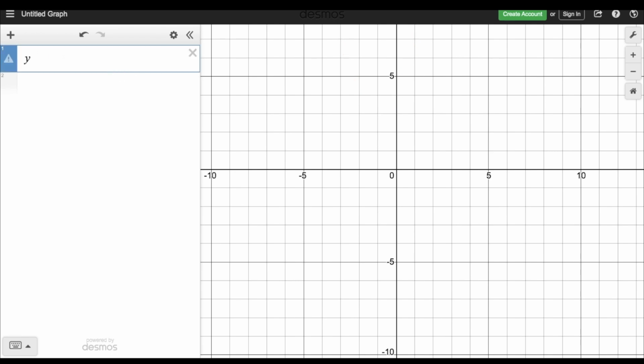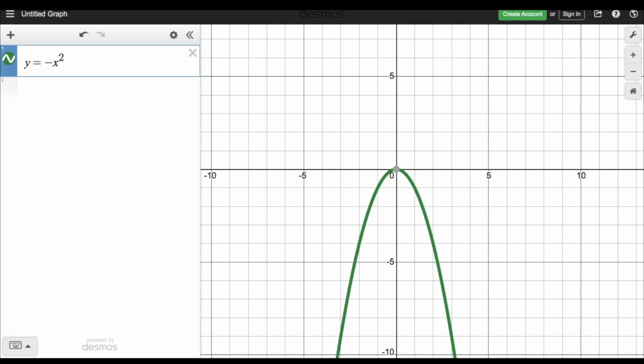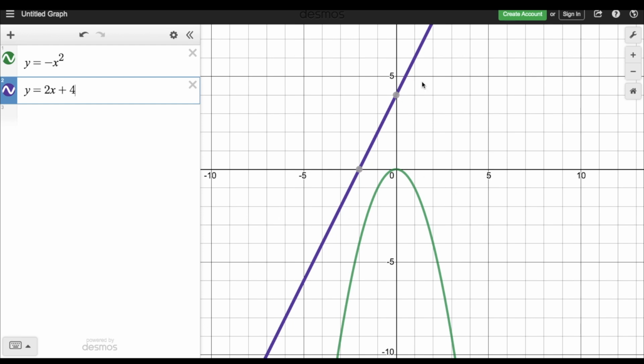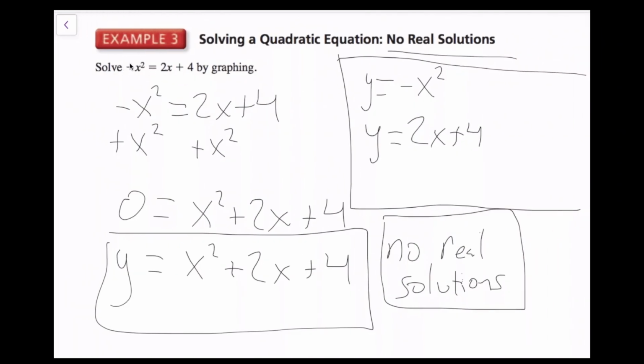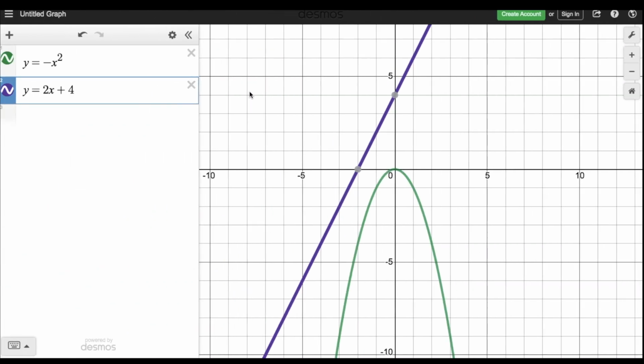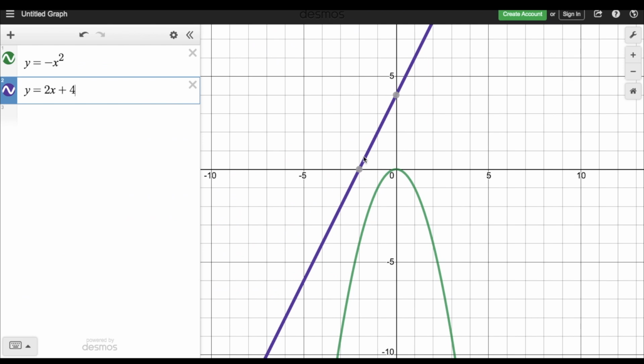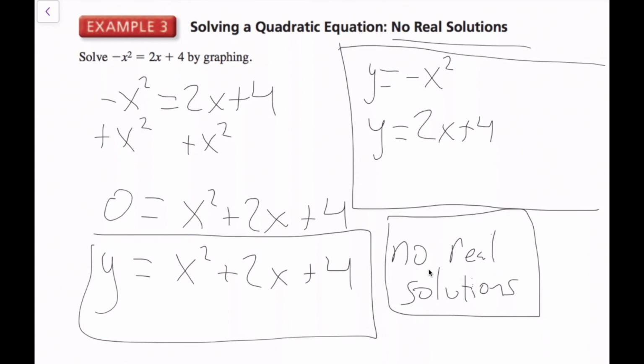And I have y equals negative x squared as my first equation, and then y equals 2x plus 4. And we can see that this line and this parabola are never going to intersect. So the equation over here is saying basically when is this true and this true at the same time? And the answer is never. It's never in our real number system. We don't have any real numbers that we can plug in that will make this line intersect with this parabola. Okay, so that's another reason why the answer to this question is no real solutions.